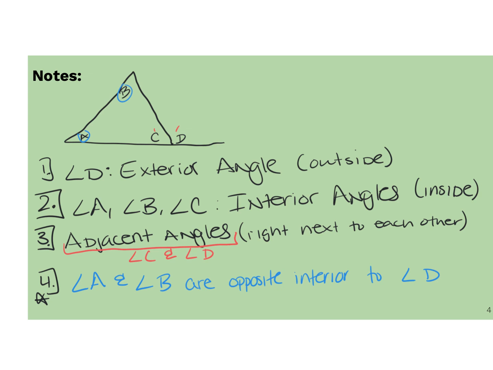Opposite meaning if D is on side one of this line, A and B are on the other opposite side, okay? C is adjacent, it's touching. Opposite angles are not touching, okay? So A and B are opposite of angle D, and they're interior because they're inside the triangle, whereas D is on the outside. So there are some theorems, which is just a theory that's basically been proven to be true, that we're going to learn today.